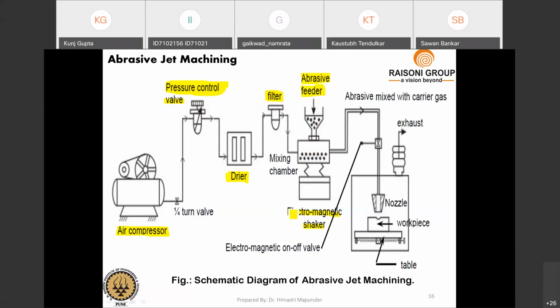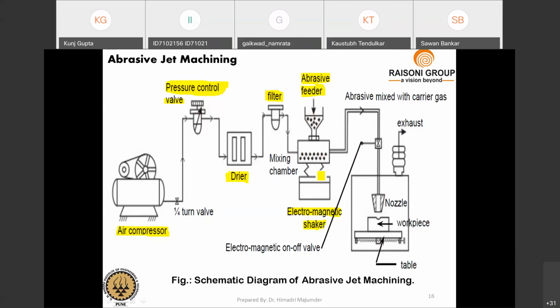In the bottom there is the electromagnetic shaker. With the help of this shaker, we vibrate the mixing chamber so that the abrasive particles easily and uniformly mix with our carrier gas. This is the function of the electromagnetic shaker. So with the help of the abrasive feeder, abrasive is fed, and with the help of the electromagnetic shaker, we shake the chamber and mix our abrasive with our carrier gas uniformly.